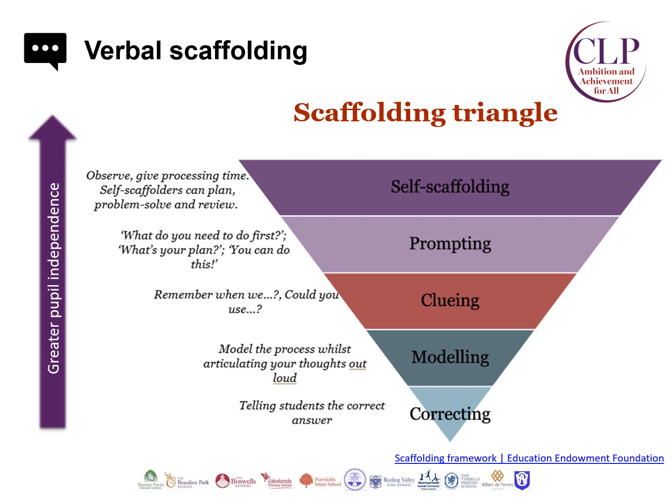If support is needed, the adult will then prompt with, what do you need to do first? What's your plan? Or offering encouragement. If further support is needed, drop down to cluing with prompts like, remember when we, or could you use? If this isn't successful, model the task whilst articulating your thoughts out loud. Finally, if it's needed, correct the student and then model how the answer was achieved as a worked example.